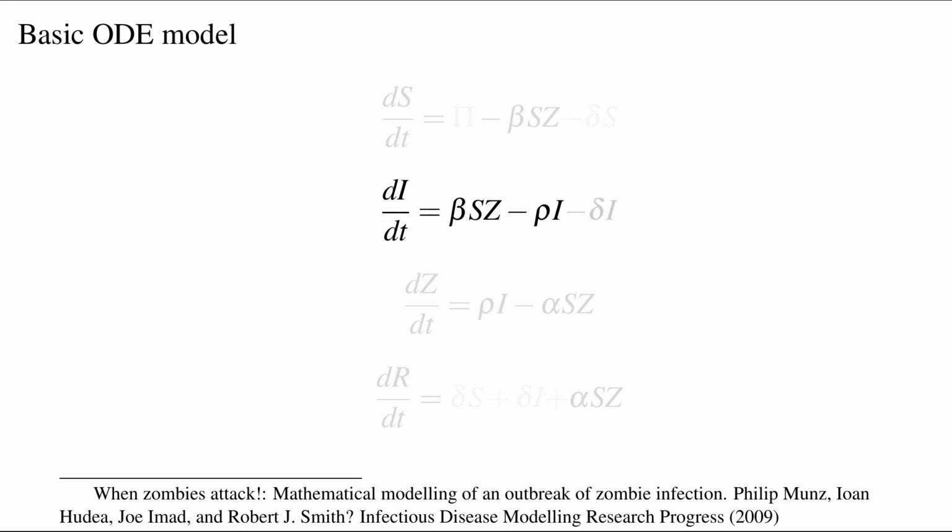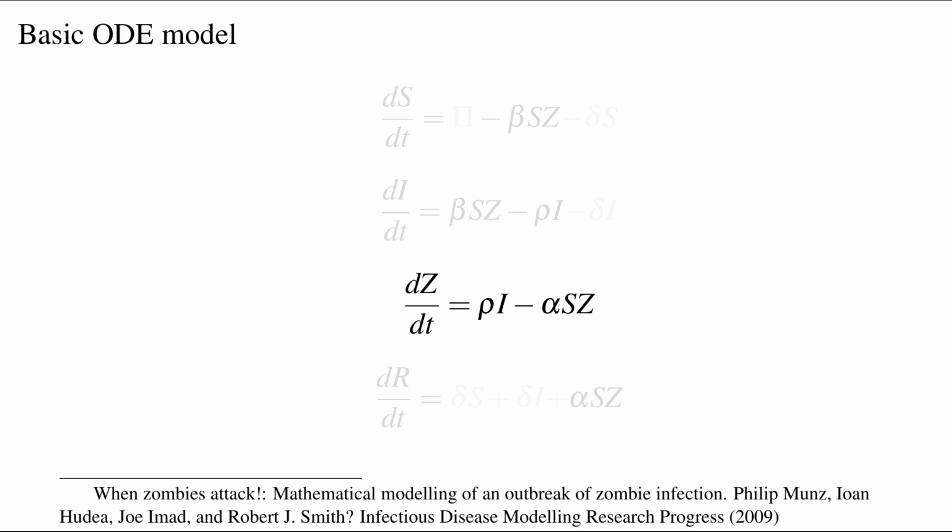We also have the rate of change of the infected population. So that beta SZ term that was negative in the susceptible is positive in the infected, because as the zombies are biting susceptible people, they're removing those from the susceptible population and they're appearing now in this infected population. Rho is the rate at which the infected become zombies, and so that's a negative term in the infected population, but then is a positive term in the equation for the zombie population.